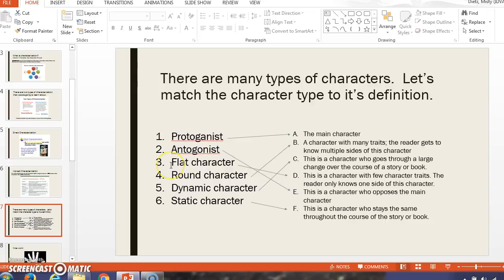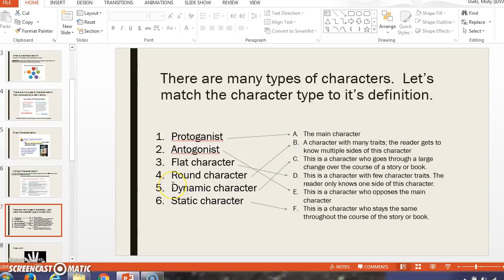You also have flat characters in text. And if you look right here, flat character matches up to D on this end. And a flat character is a character with few character traits. The reader only knows one side of the character, so they're very flat. We only get to know one part of them. On the other hand, you have a round character. A round character is a character with many traits. The reader gets to know multiple sides of that character.